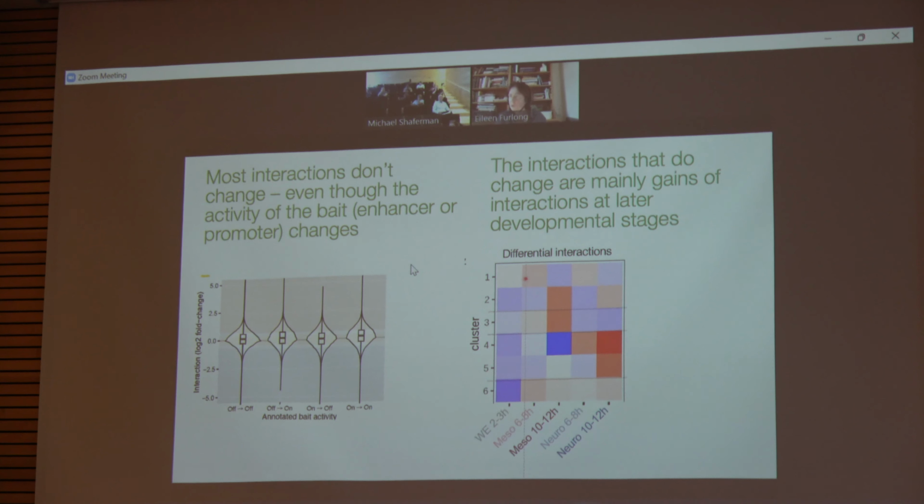So what I'm showing you here is a cluster of those changes. If you just think of this heat map, then we can see at what stages of embryogenesis things are changing.